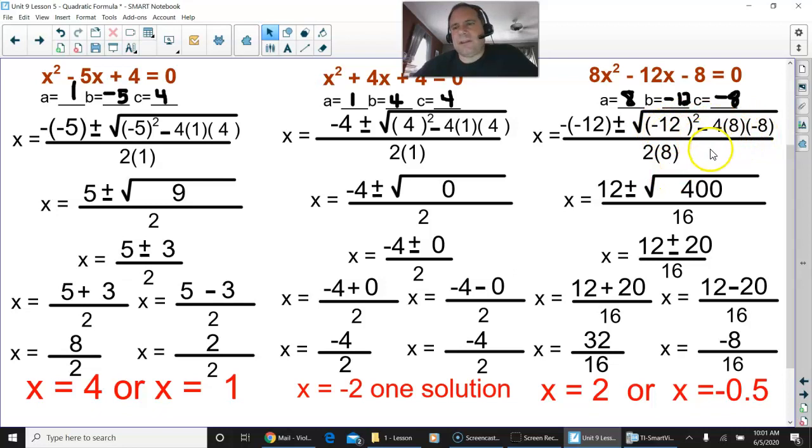Just don't mess around with it. It becomes 400, which is good because it's a perfect square. You have 12 plus or minus 20 over 16. 12 plus 20 over 16 is 32 over 16, which is 2. And then 12 minus 20 over 16 is -8 over 16. That's -0.5. So just taking a look, those are your last 3 problems for this. Okay? And if you need to look at it any further, you can just press pause and look at the work.